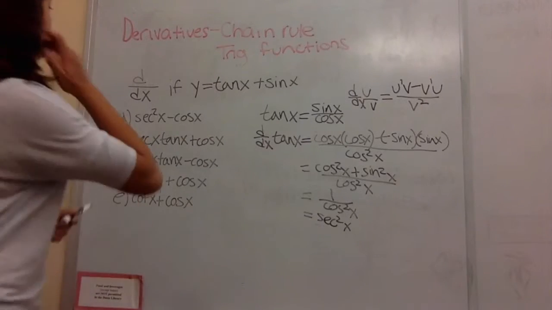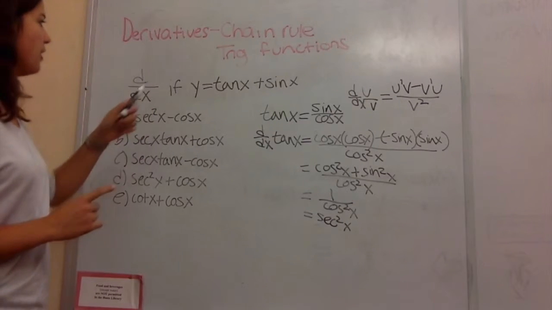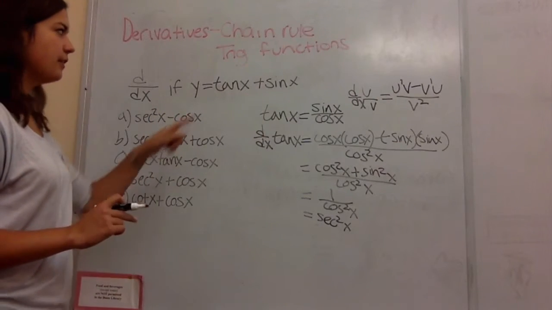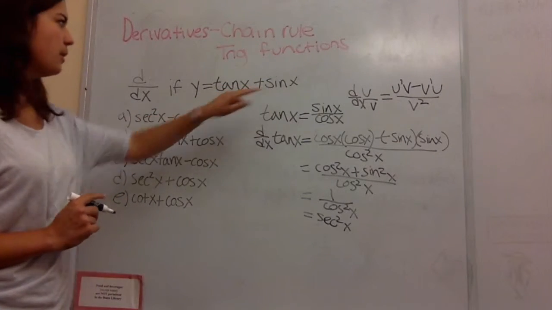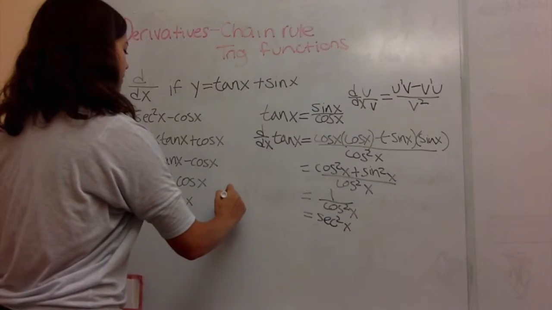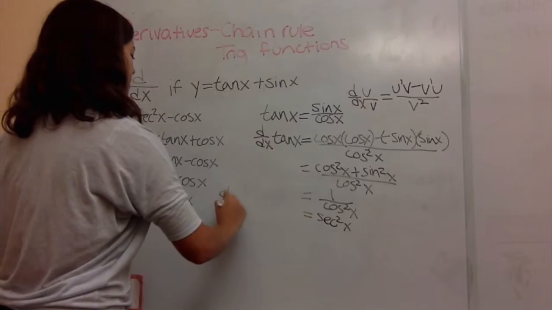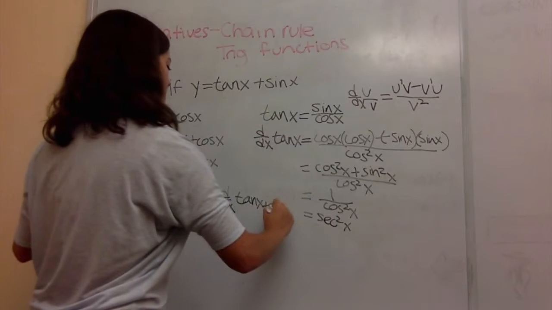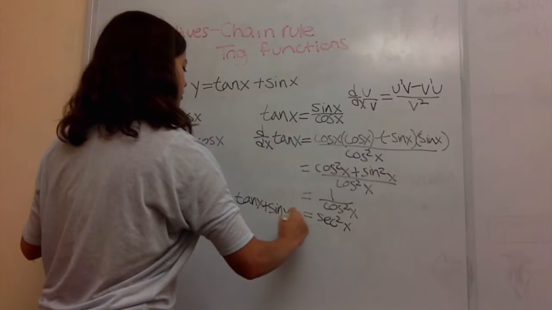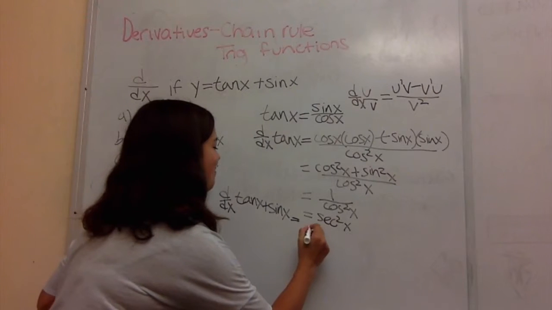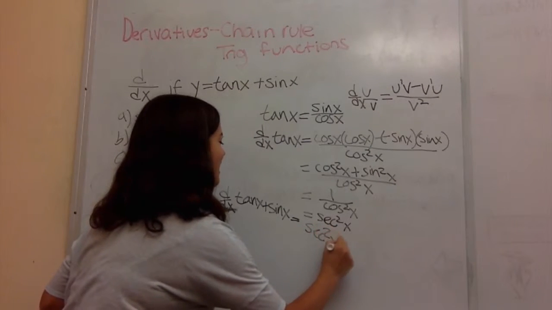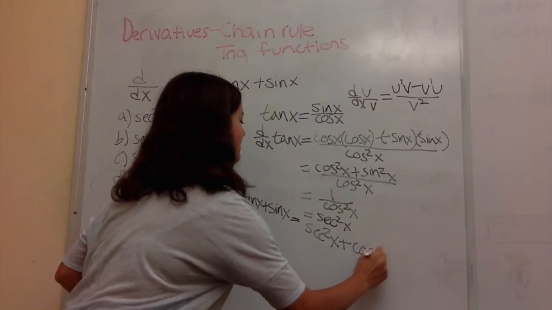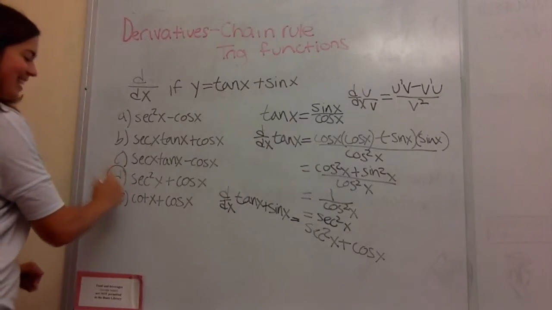So now we take a look at the problem that we're trying to solve. When you take the derivative of two different objects being added, you can just take the derivative of this one plus the derivative of this one. So y prime, d over dx of that function, is equal to secant squared x plus cosine of x. So then we get answer D.